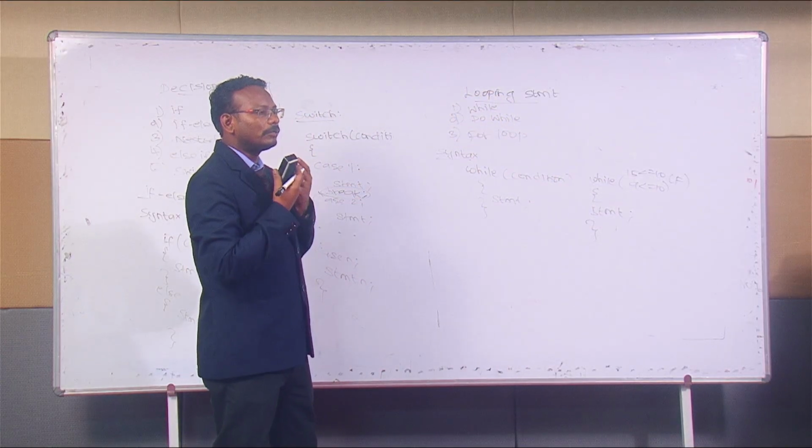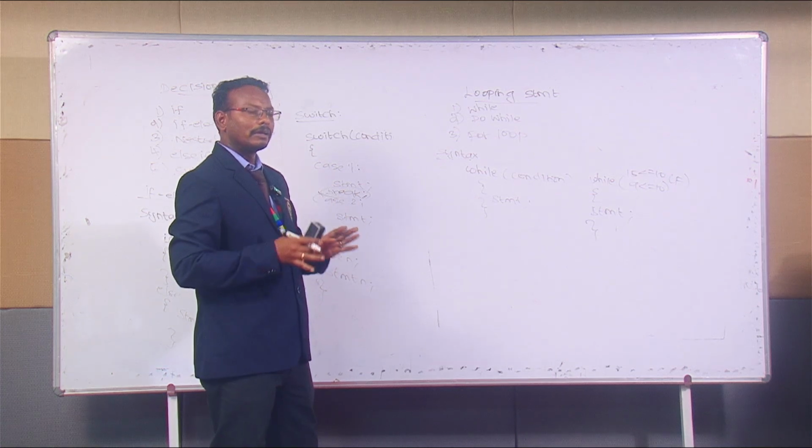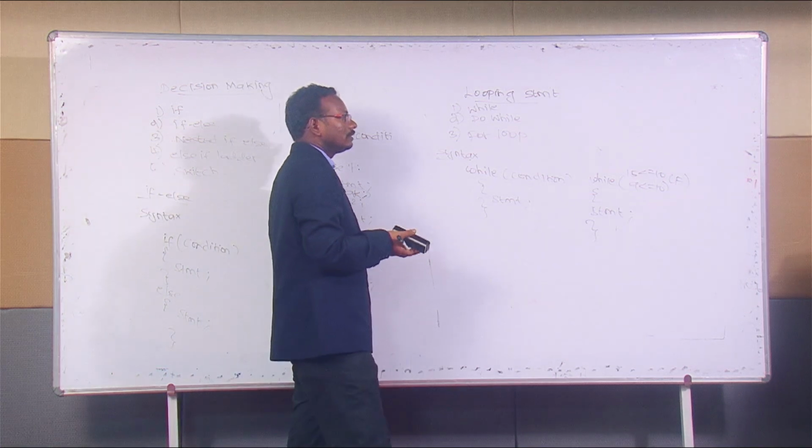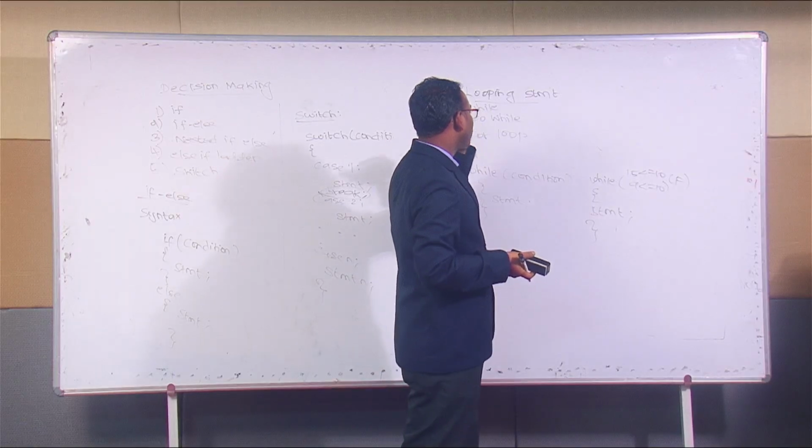For example, to see the cinema, we need a ticket. If we do not have a ticket, we won't be allowed to view the cinema. That is the loop condition of the while loop.